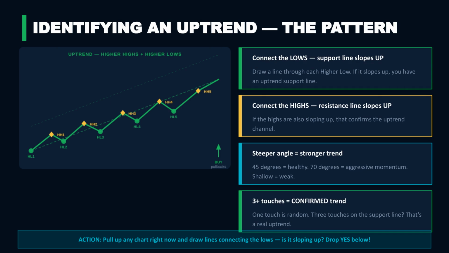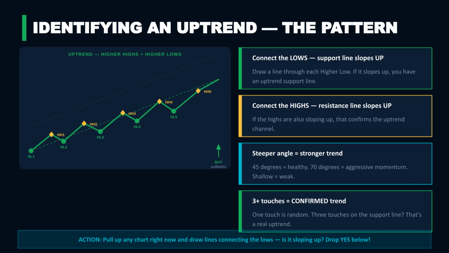Here's how to identify an uptrend on your chart. Don't guess. Use this system. First, find the low points where price bounced. Draw a line connecting them. This is your support line. If this line is sloping higher, that's a good sign. It means each bounce is higher.